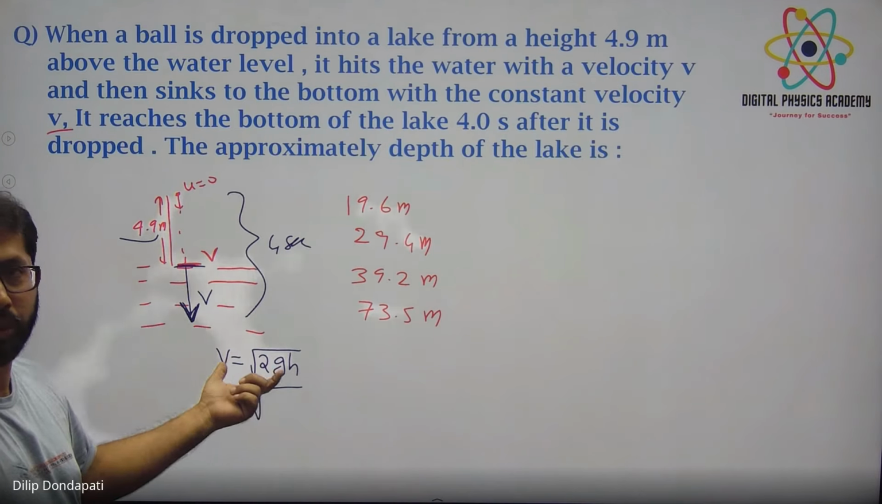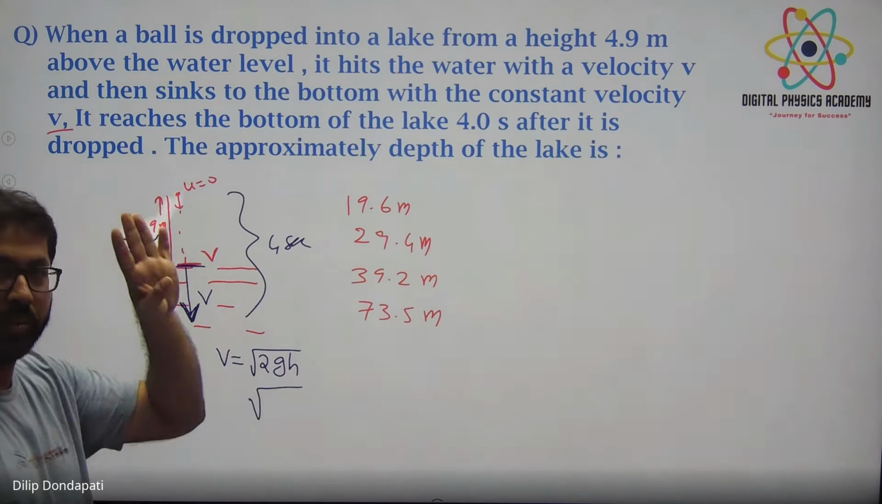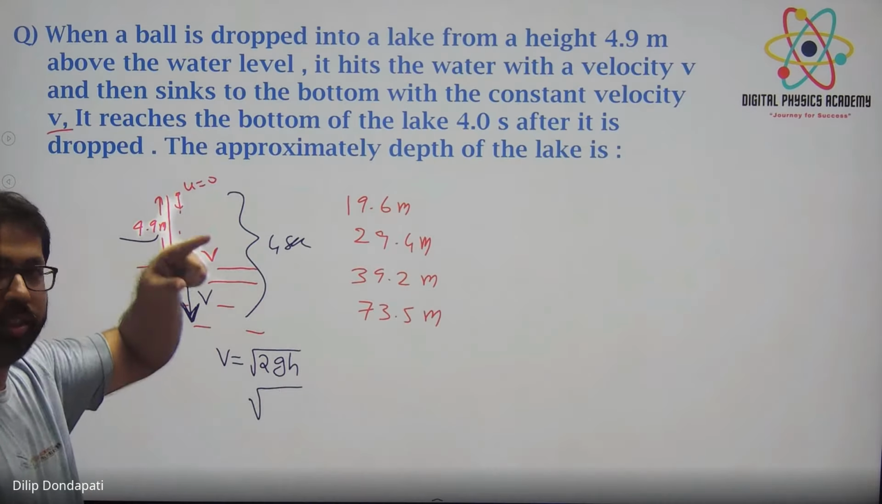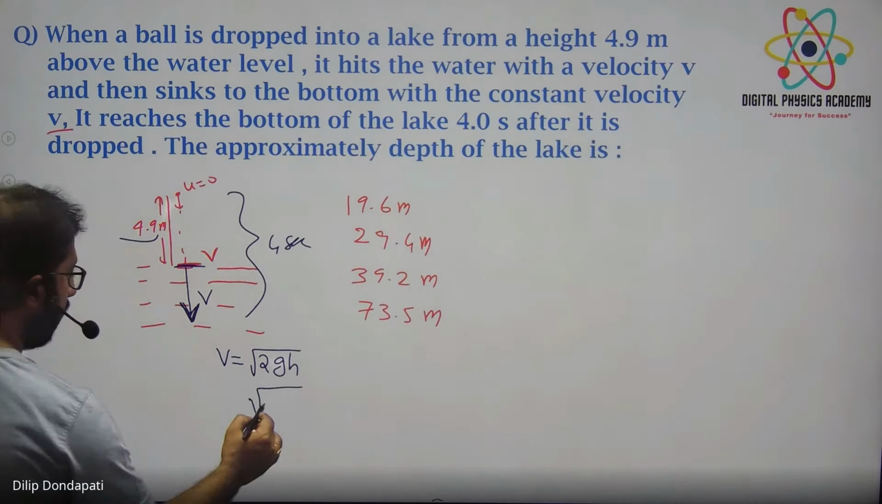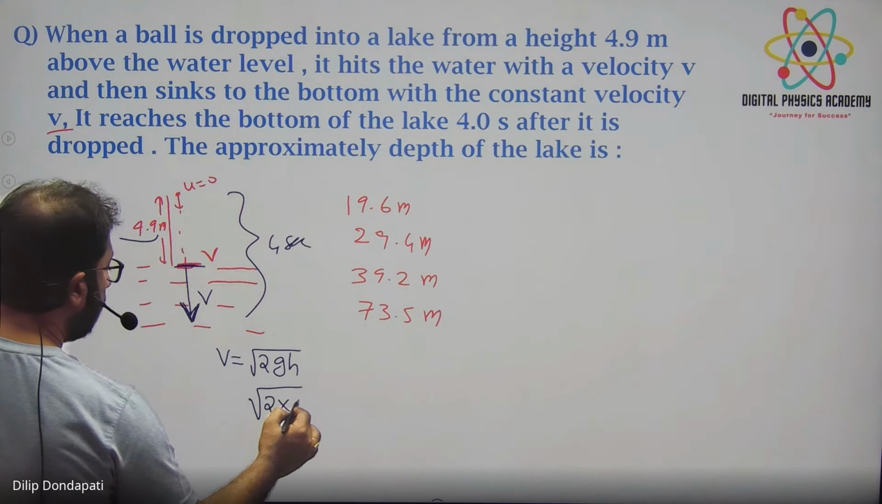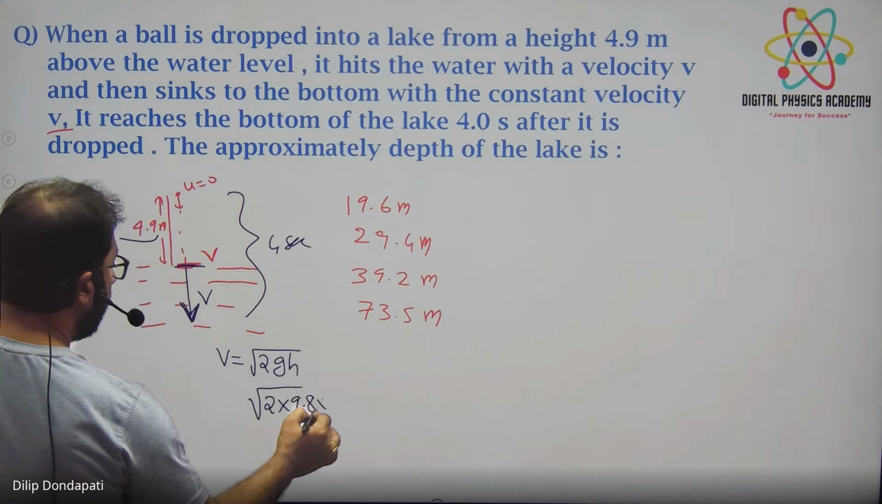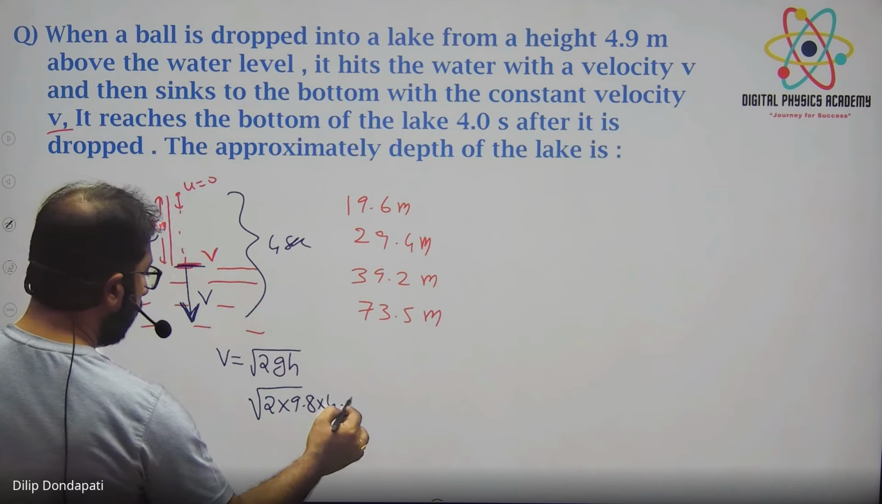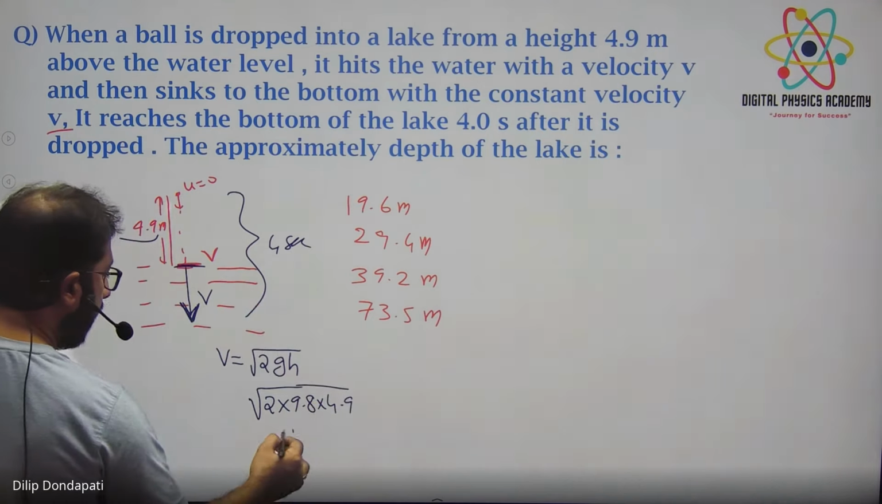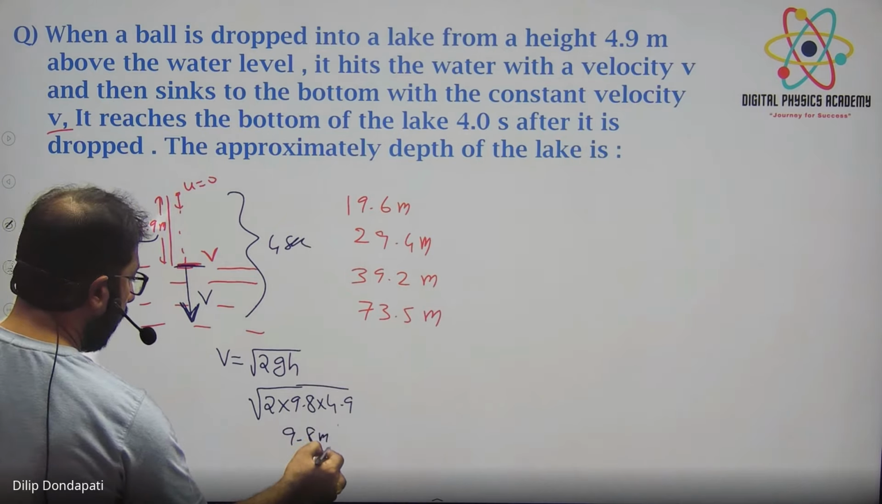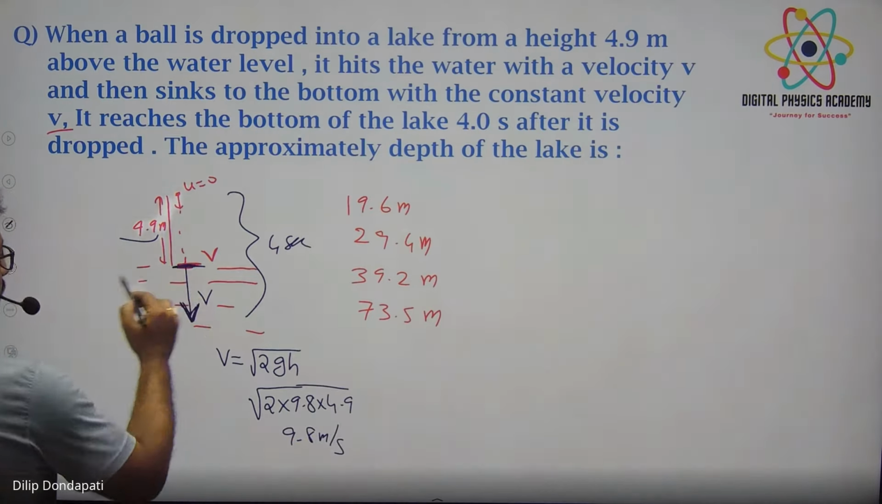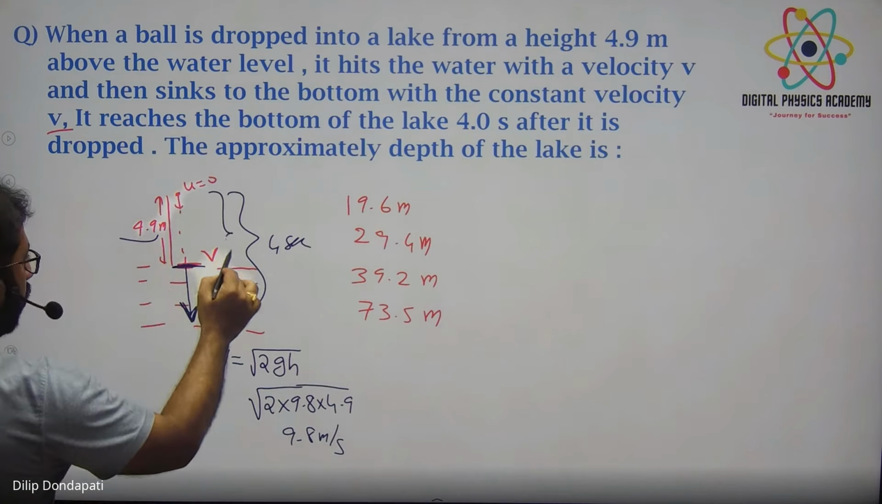The equations of motion may be derived, right? The four formulas may be derived. We already took g negative, so don't substitute again. So 2 into g, 9.8, into h, 4.9. So it will be 9.8 meters per second.